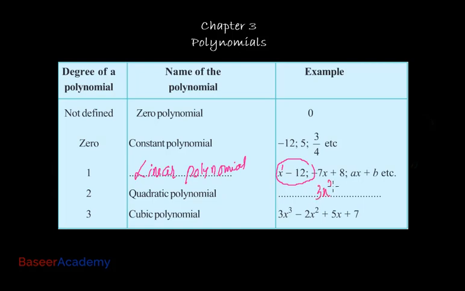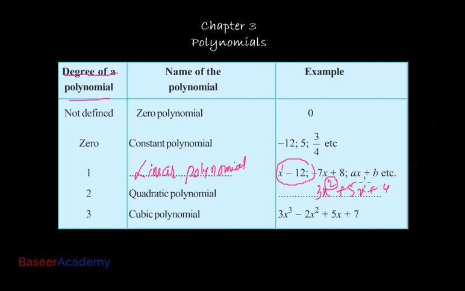Let's say I write it down here like this: 3x square plus 5x plus 4. What is the degree here? The degree of this polynomial is 2. Again, what is the actual meaning of the degree of a polynomial? The degree of a polynomial is nothing but the highest power of the variable. Here in the first term, the power of the variable is 2. x is the variable and the power is 2.